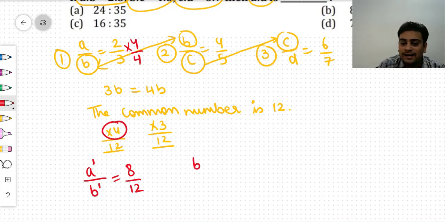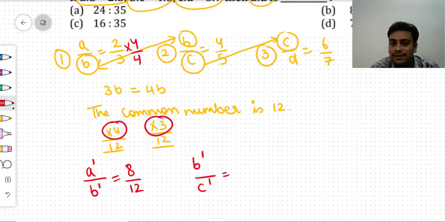And similarly, I can multiply the second ratio by 3. So b dash and c dash. Just note one thing: I am writing a dash upon b dash, but the ratio is ultimately equal to a upon b. Okay. So we need to multiply it by 3, right? So it is 12 upon 15.